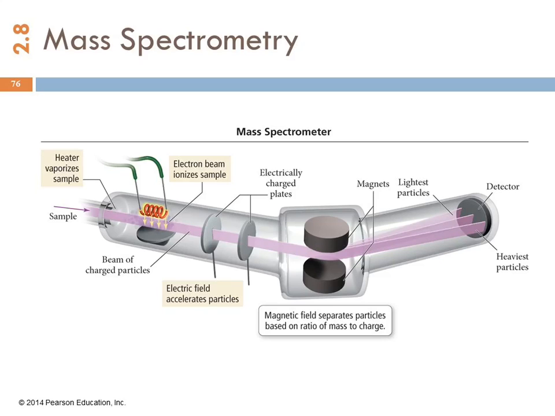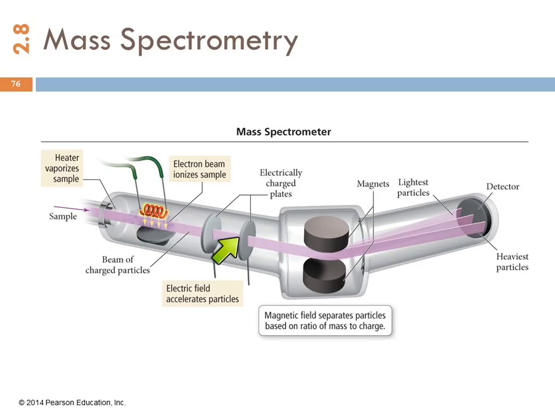This is what a mass spectrometer looks like. So we've got a couple of really, really big magnets in here. We've got some charged electrical plates. We have a beam that's going to ionize the samples because you can't really accelerate particles unless they're charged. And so we put our sample in here, and there's a heater that vaporizes it and turns it into a gas. And it comes over here, and this electron beam ionizes it, turns it into ions. The charged plates accelerate the particles and cause them to move fast.